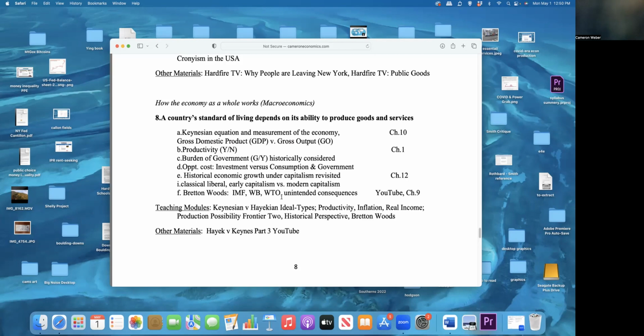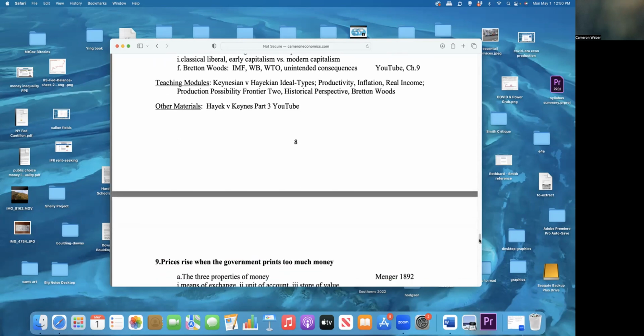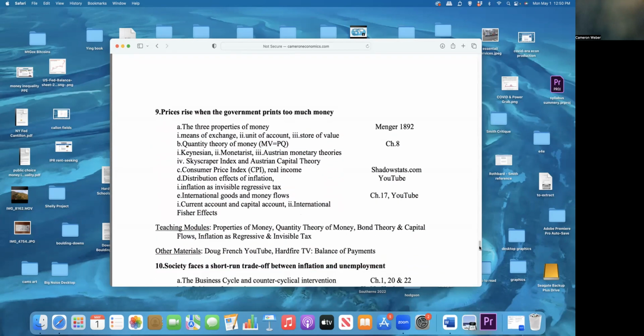And then we look at the institution of Bretton Woods created after World War II, and how they were originally intended to reinstitute the early capitalism institutions, but in fact have created unintended consequences like perpetuating worldwide poverty, for example, the World Bank. So the teaching modules for a country's standards of living depends on its ability to produce goods and services. We revisit the Keynesian and Hayekian ideal types. We look at inflation, production, and real income, and a comparison of Hayek versus Keynes ideal types as we look at the differing arguments for and against government intervention.